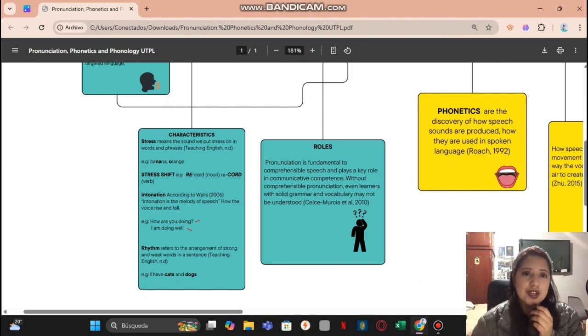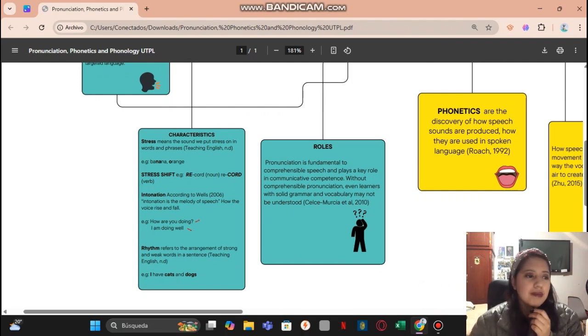In simple words, stress is when we put a stronger sound on certain syllables. For example, the word banana. The stress is on the second syllable. Or the word orange. The stress is on the first syllable.